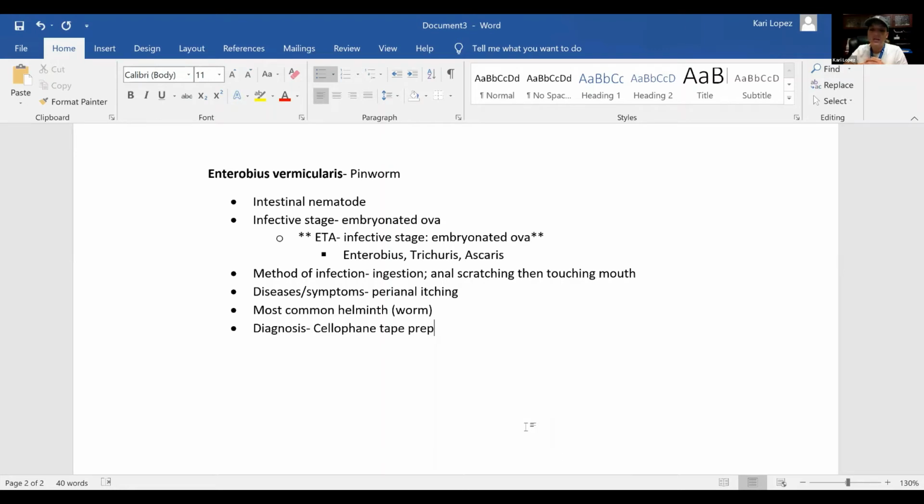So most things that you're going to identify by ova in the stool sample. So that's something that's special about Enterobius vermicularis, is that it is not diagnosed by a stool sample. It is diagnosed by the cellophane tape prep.